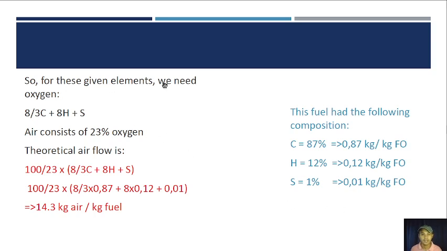So for these given elements, we need oxygen: 8/3 C plus 8H plus S. Air consists of 23% oxygen. So theoretical airflow is 100 divided by 23 times (8/3 C plus 8H plus S). The final answer is 14.3 kilogram of air per kilogram of fuel.